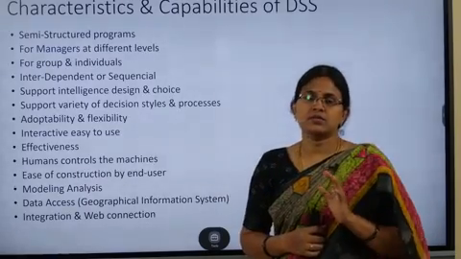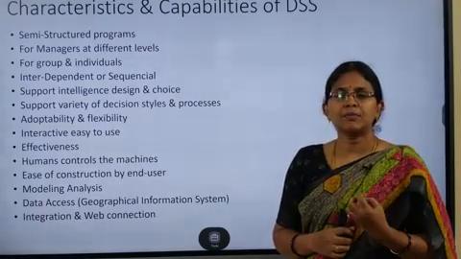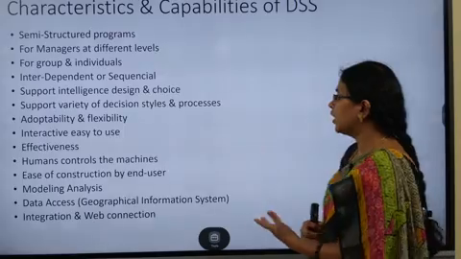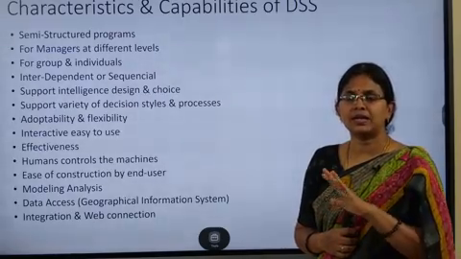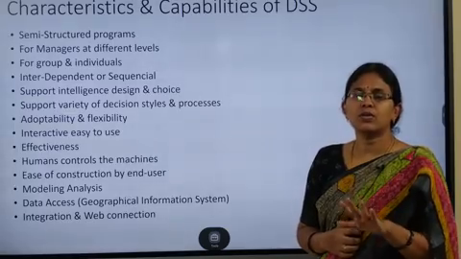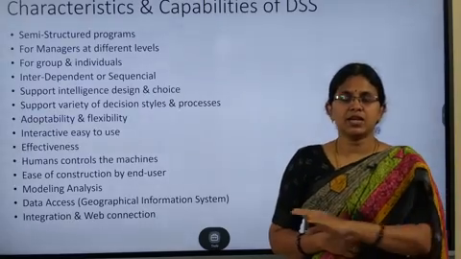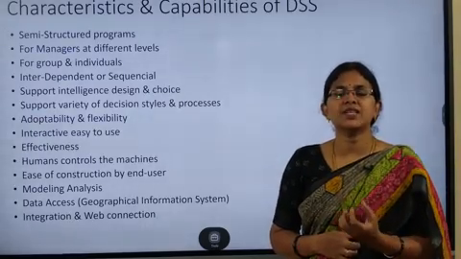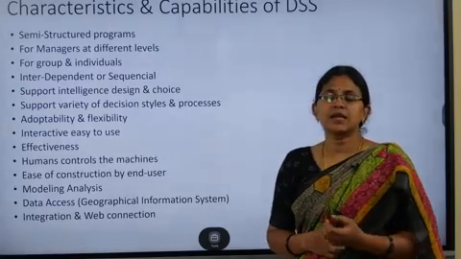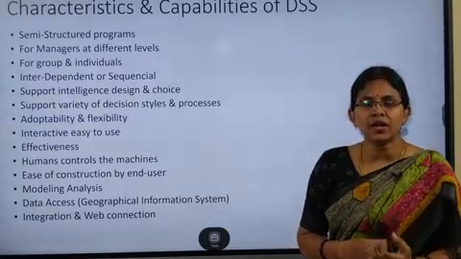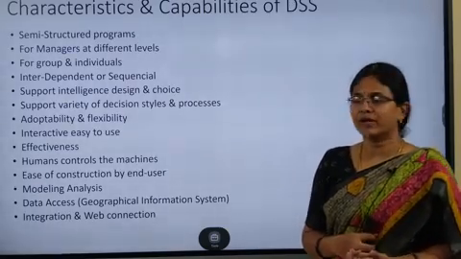And effectiveness. Coming to the effectiveness part, it will give more output by taking minimum inputs. And in a decision support system, the human completely controls the machines, and there is ease of construction by the end user. It means the user can communicate with the support system very effectively. And modeling analysis, it means it will provide you different mathematical models to analyze your results.